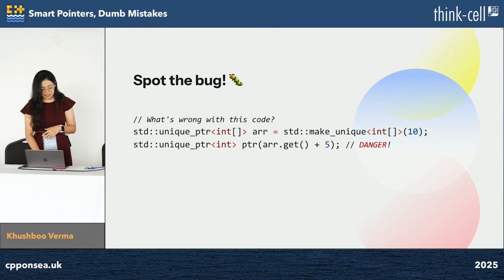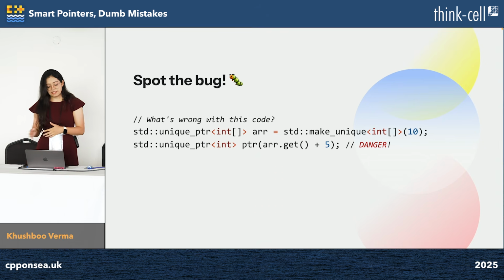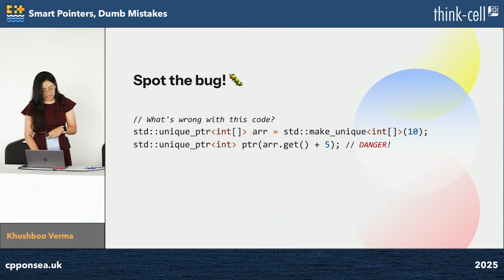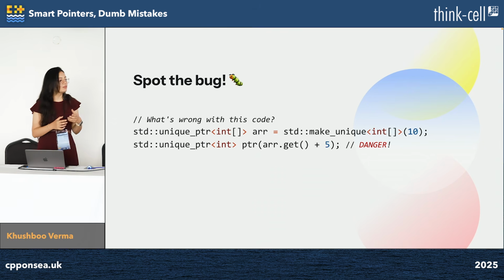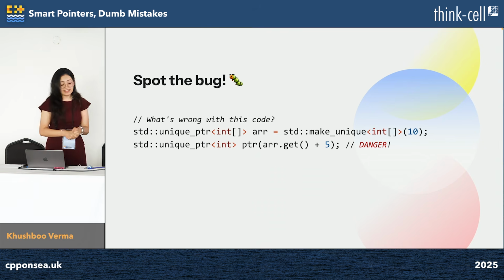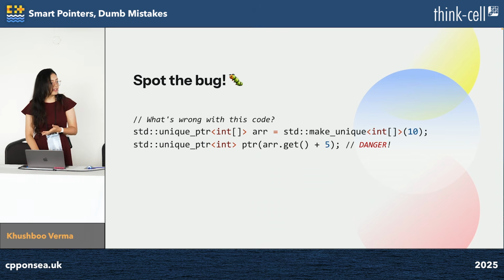This is a bug that is very frequent to see. In the first line, we are using a unique pointer, and we are using make_unique to point it to a particular address. And then in the second position, I'm referencing that pointer, which is arr, and I'm doing arr.get, and I'm addressing it. Initially, the first one is a pointer to an array of size 10. So if I do arr.get plus 5, it is pointing to the sixth position in the array, right?